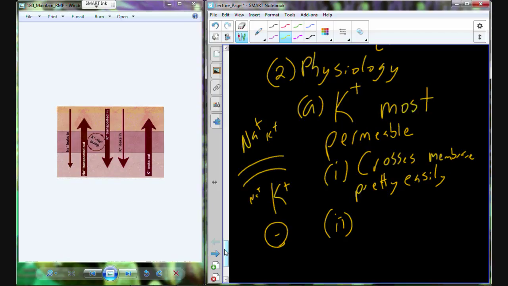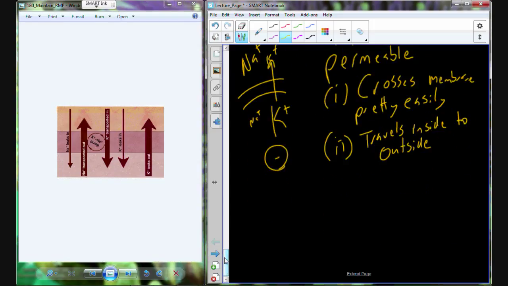Sodium is really high here. Yeah. Okay, so sodium is going to leak through the membrane, and it's going to leak from inside to outside. That's your own fault. You're making it more complicated than I'm making it. Start with the simplest answer.